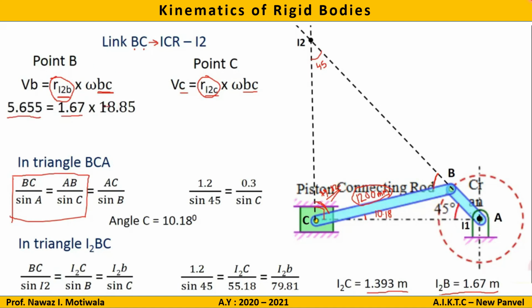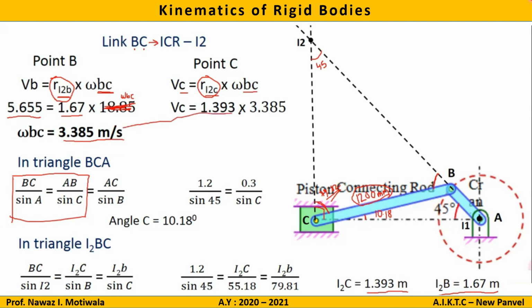So there is a mistake here. This is not 18.85. That should be omega BC here. So from this I will get the answer for omega BC as 3.385 meter per second. Now what about here? We got omega BC. I will substitute this value of omega BC here. R I2C I already know. So on just calculating it, I will get the answer for VC as 4.7168 meter per second.